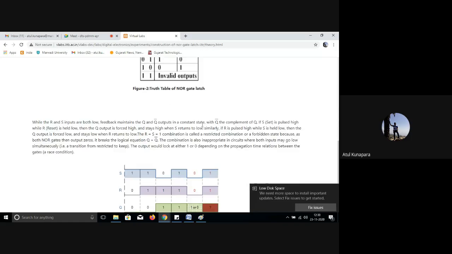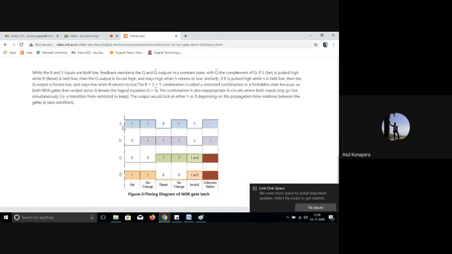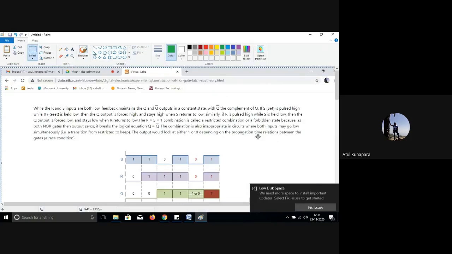So what change will come in that? You can see here, S and R, here S equal to 1, R equal to 0. And you can see that Q is equal to 0 and Q bar is equal to 1. Okay. So if you check it here, let me just take it from the diagram so we can discuss it here.